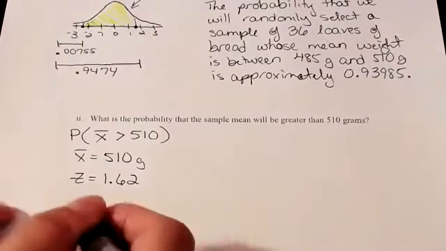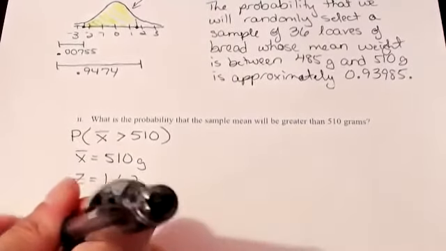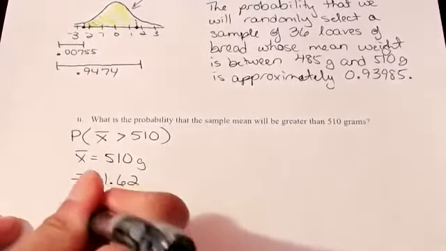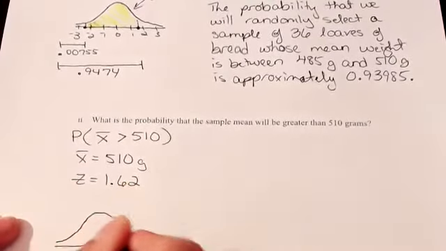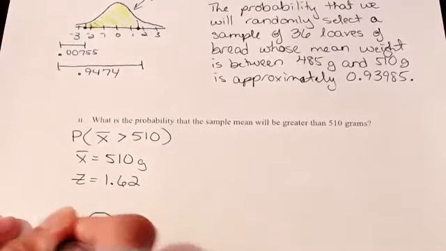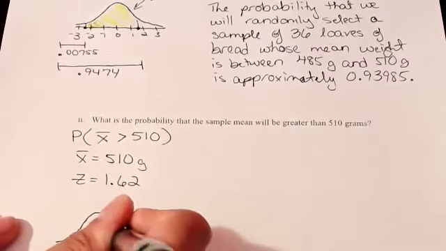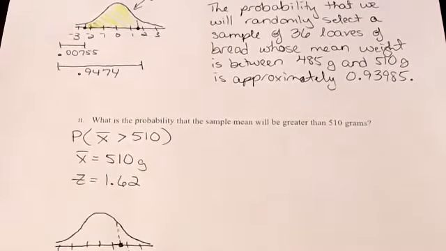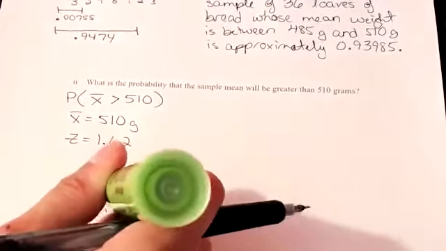What we're looking for in this case, if we were to draw this out and we draw our curve and we label this, of course, we're going to plot that point and we're going to shade the appropriate region. A z-score of 1.62 is approximately here. Let's draw the dotted line up. And then because we want the probability that our sample mean is greater than 510 grams, we want to shade the region to the right.